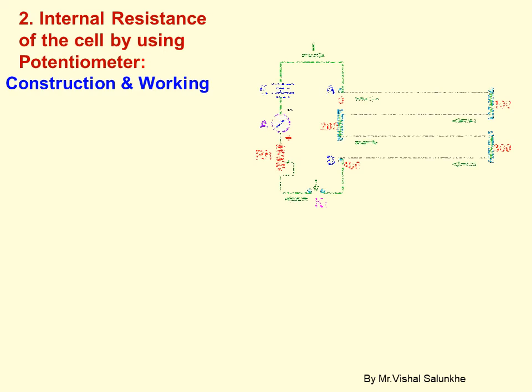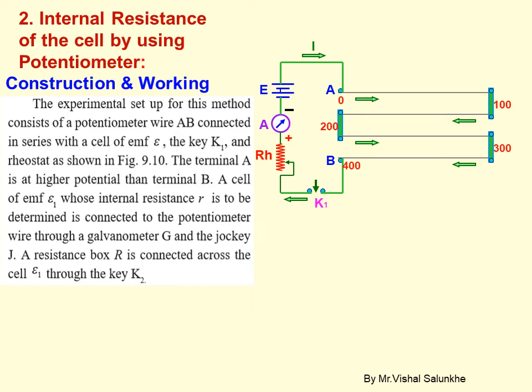First we'll see the construction and working part. The basic figure of the potentiometer is the same. A 4 meter long manganin wire is connected between points A and B, and again one key, rheostat, ammeter and battery are connected in between points A and B. This is the basic circuit diagram of the potentiometer. But we have to change the point A as per the demand of the application. So the constructive part we will see first.